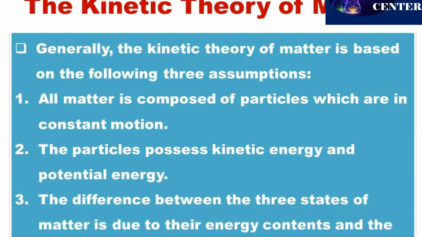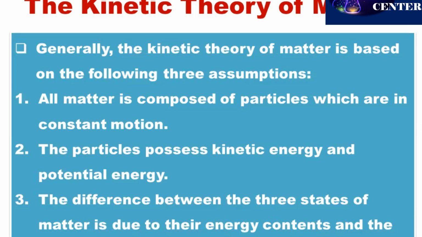Generally, the kinetic theory of matter is based on the following three assumptions. Number one, all matter is composed of particles. All matter is made of very small particles, which are in constant, random, and continuous motion. The particles possess kinetic energy and potential energy. Kinetic energy is the energy of an object in motion, and the potential energy is the energy within. The difference between the three states of matter is due to their energy content and the motion of the particles.